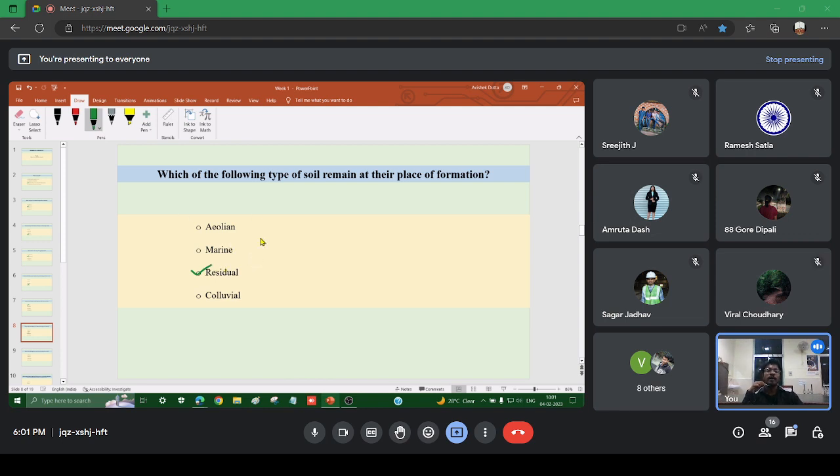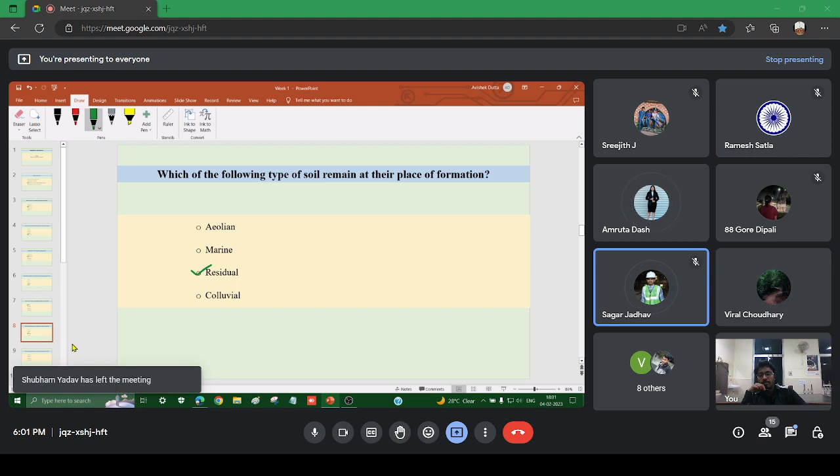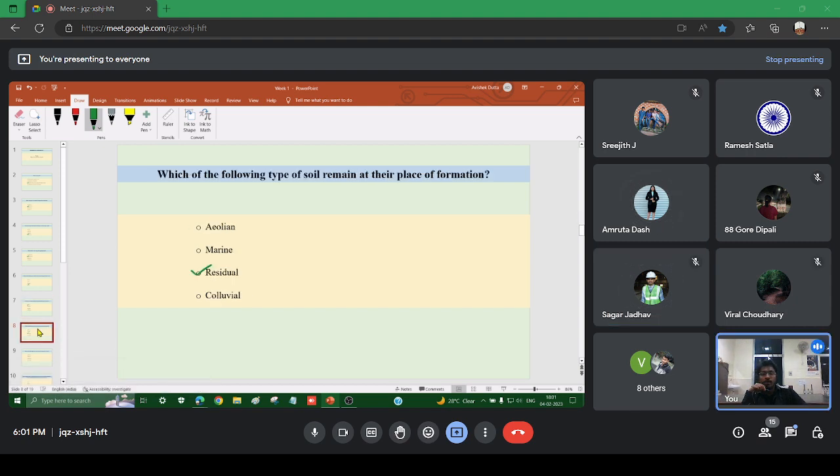Aeolian soils are formed by wind. Marine soils are formed by seawater. Colluvial soils are formed by gravity. Residual soils, an example is laterite. Yes, laterite is the example of residual soils. Okay. Next question.